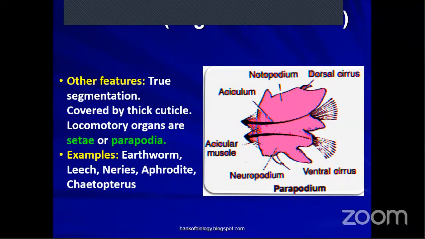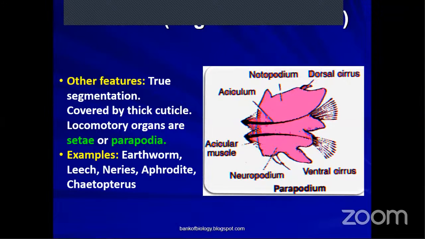Other features. There is true segmentation. So what do you mean by true segmentation? The body is divided into numerous segments. Okay, and they show metamerism. So what is metamerism? There are repetitive segments. It is covered by a thick cuticle, and locomotory organs are setae or parapodia. Setae or parapodia. Keep this in mind.